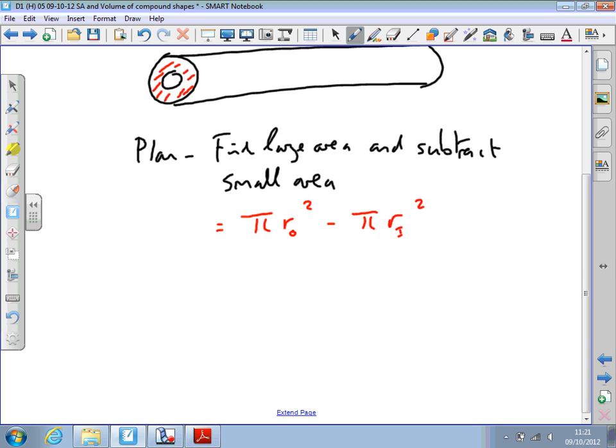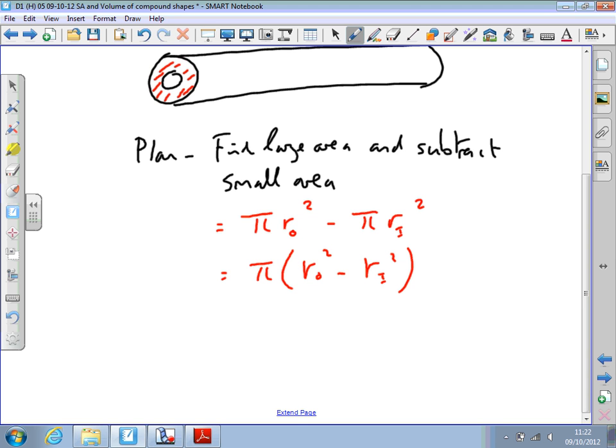Look at those two terms. Is there a term or an element in those two terms that's common to both of those? What's common? What is common to both of those terms? Not r, because the r outer, r inner, they're different. Just the pi is common. So this equals pi times the outer radius squared minus the inner radius squared. I could write that. And that will give me the area of that region shaded in red.